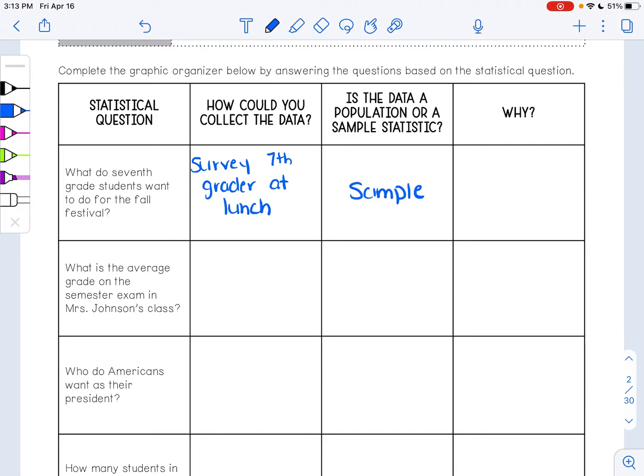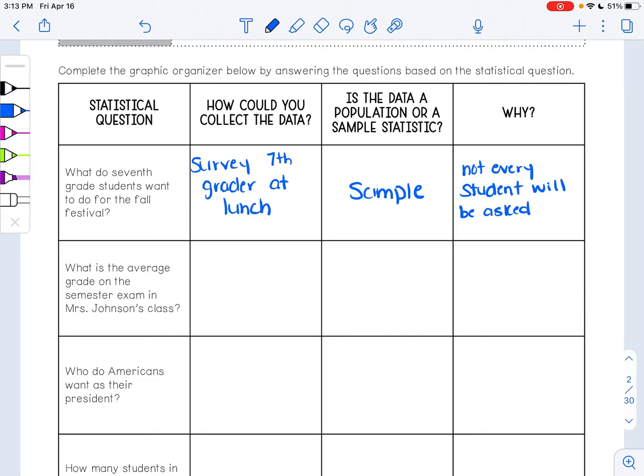Next, why is this just a sample statistic? Because not every student will be asked. You may have students who don't eat lunch. You may have students who are absent that day. So you're not going to get all of your 7th grade students.